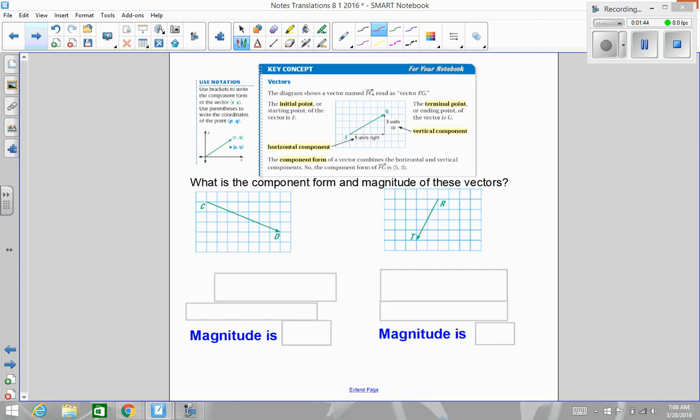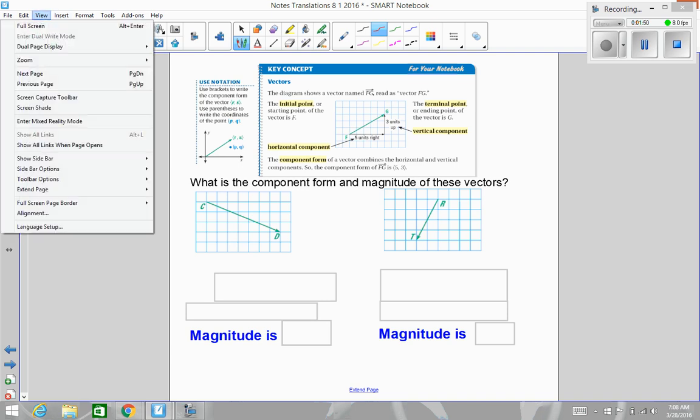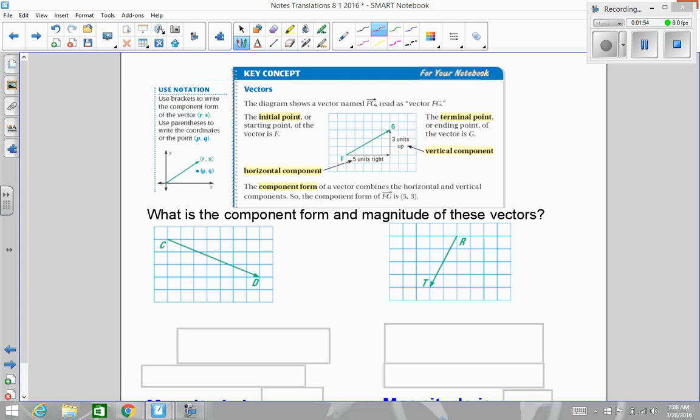All right, so vectors. I'm going to see if I can make this a little bit bigger here. So we're looking at vectors. A vector is a directional ray. It doesn't have parentheses around it. It has a different kind of bracket, which uses these.